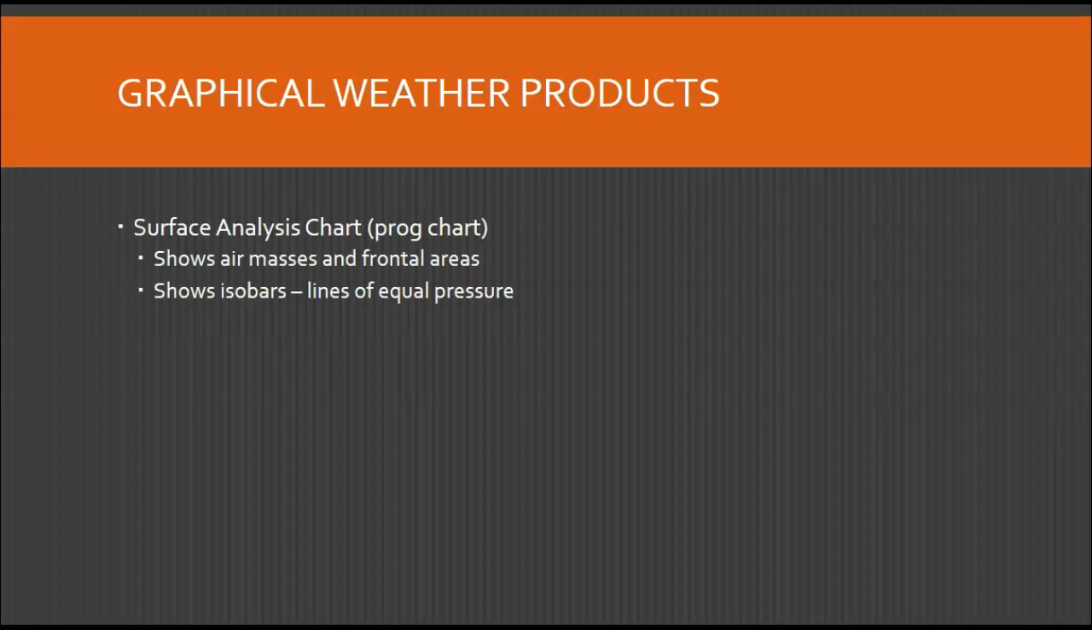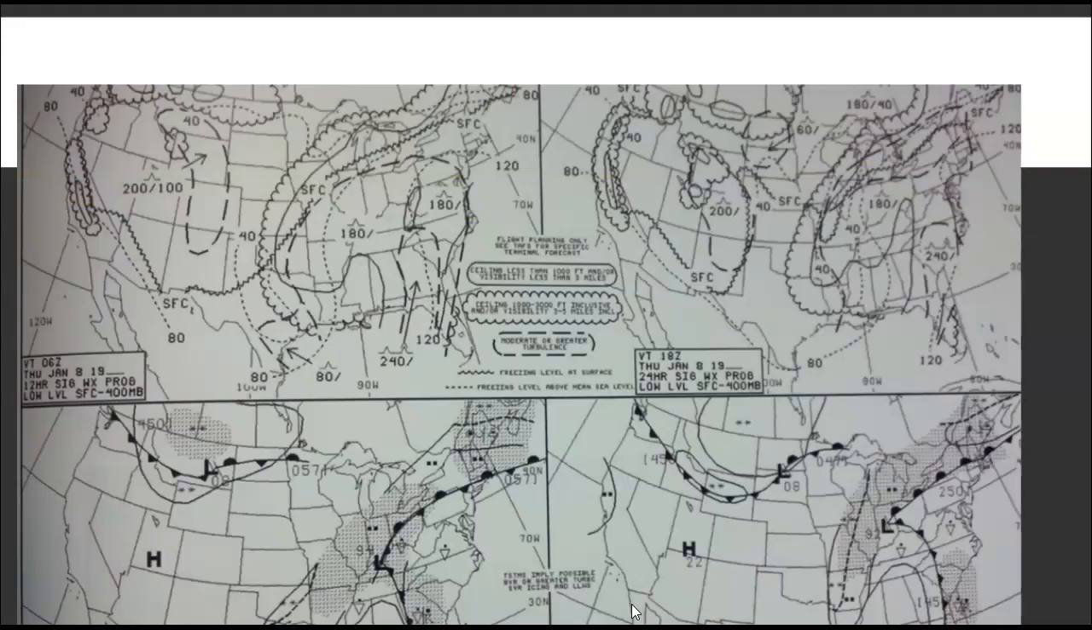Here you see a PROG chart, and the PROG chart is divided into 4 separate sections. The left section is the 12-hour forecast, and the right section is a 24-hour forecast. The top half shows ceilings and visibility, icing or freezing levels, and also moderate or greater turbulence. The bottom 2 show high and low pressure areas and also fronts and their movement, as well as the precipitation associated with each of those fronts.